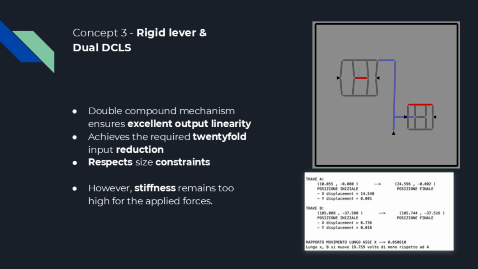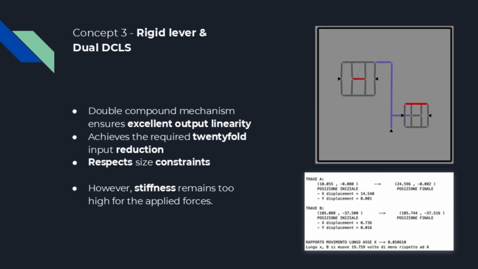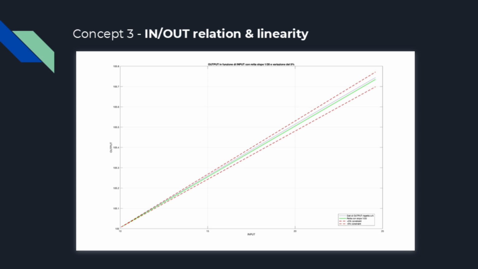This concept utilizes a double compound mechanism to linearize both input and output. Thanks to this component, we achieved excellent output linearity that meets the given specifications, as shown in the next slide. Additionally, the central lever provides a 5-fold input reduction, resulting in an overall 20-fold input reduction as required. The maximum size constraints are also respected. However, the main issue remains the stiffness, which is too high for the applied forces.